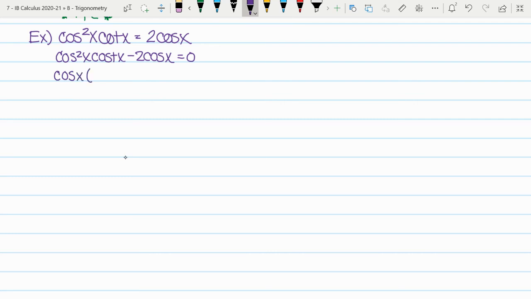I'm not sure what else to do, but I do see that they each have a cosine, so if I factor it out, maybe that'll be helpful. Actually, I think this was supposed to be a squared. If I factor out my cosine squared of x, I'm left with cotangent of x minus 2 equals 0. And now, last but not least, I just have to set each piece equal to 0.